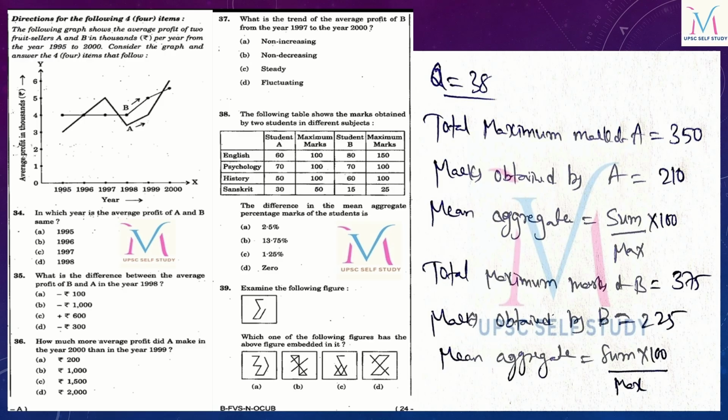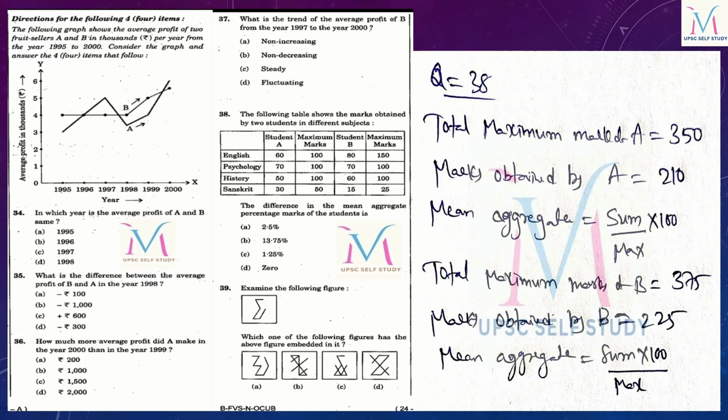Average means maximum minus minimum. So the maximum here is 4000, which indicates B, and the minimum is 3400, that is A. 4000 minus 3400, we get 600. So option 600 is okay. For the 35th question, option C, 600, is okay.